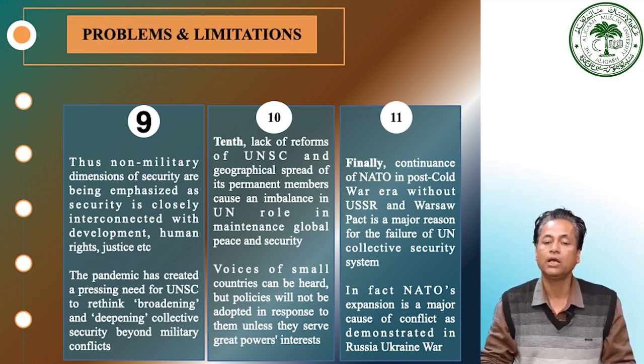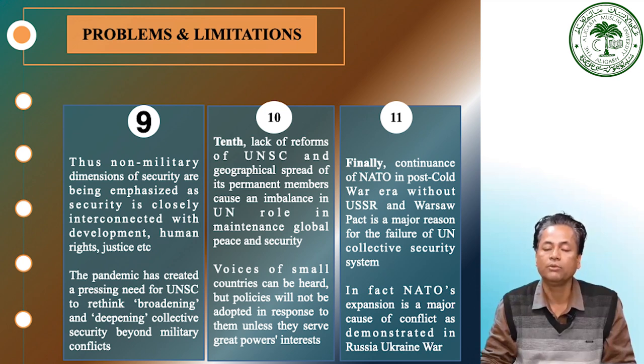10th, the lack of reforms of the United Nations Security Council and the geographical spread of its permanent members also causes an imbalance in the role of the United Nations in the maintenance of global peace and security. So you may find that despite the attempt by several countries including India, Japan, Germany, from the early 1990s, there has not been much progress in reforming the United Nations Security Council.